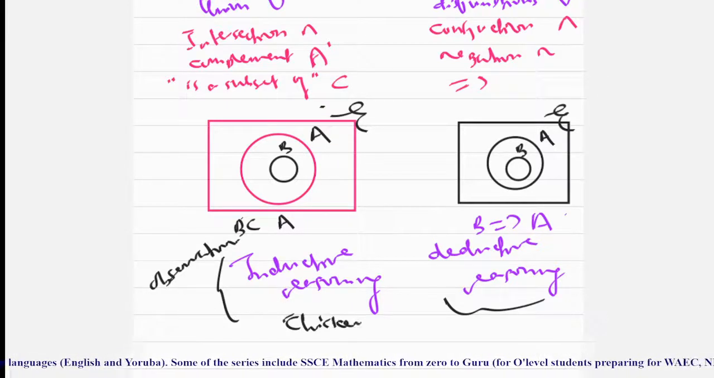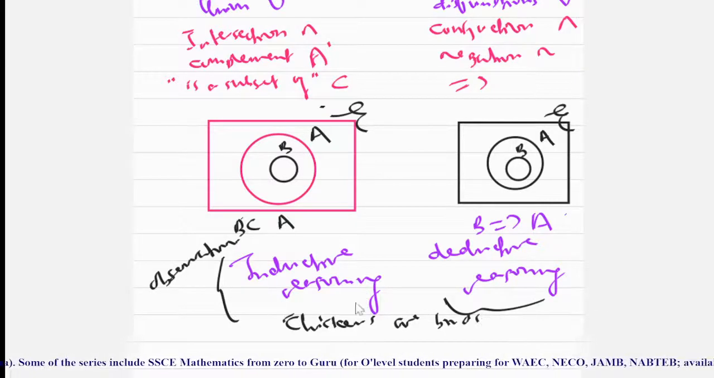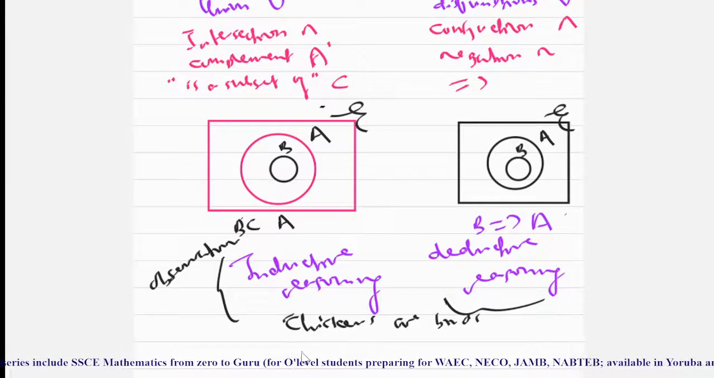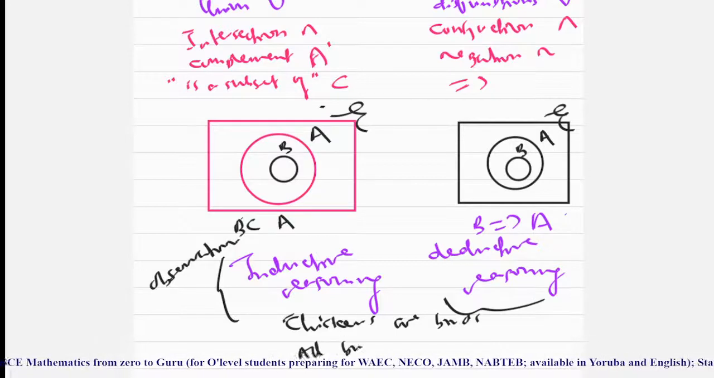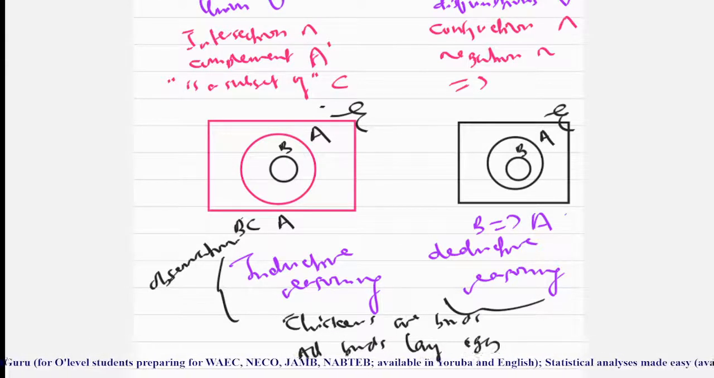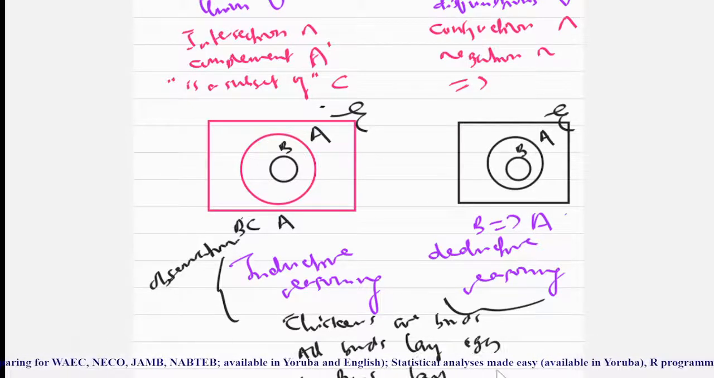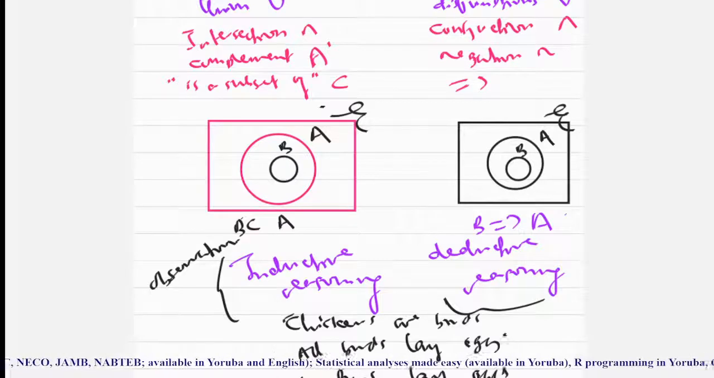This is what I'm trying to say. Chickens are birds. Then I now have what? All birds lay eggs. This implies that what? Chickens also lay eggs. I hope you understand now. We come into a conclusion by what? From a set of possibilities that has occurred that it is true.